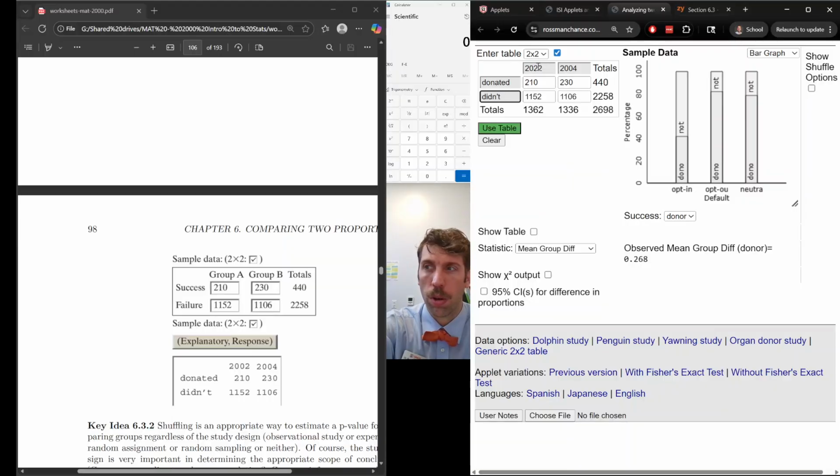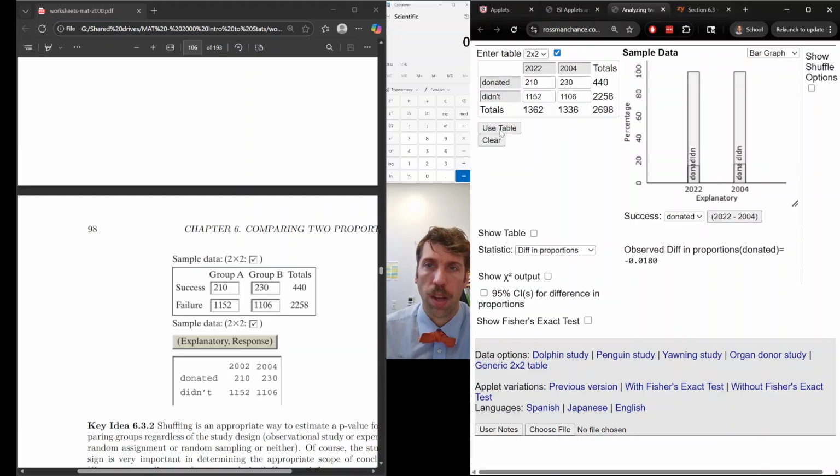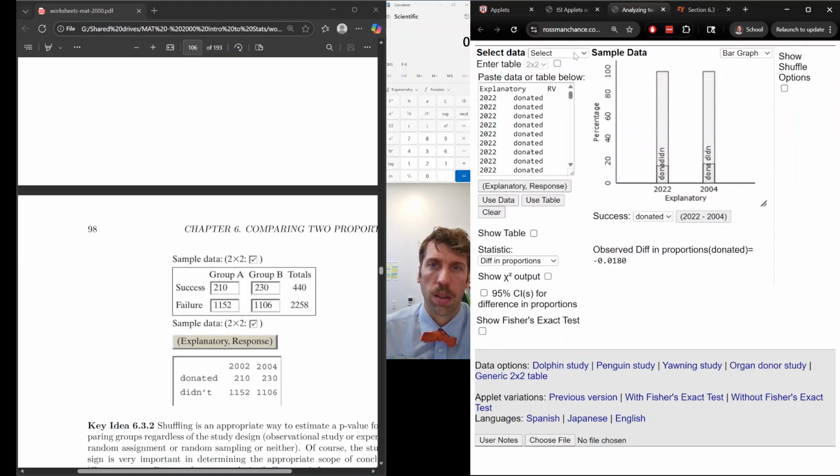Never use 2 words with these things. It messes up the app. Use table, and so you can do that, or you could also just select the data, because this app is built for this textbook, and so it's blood.